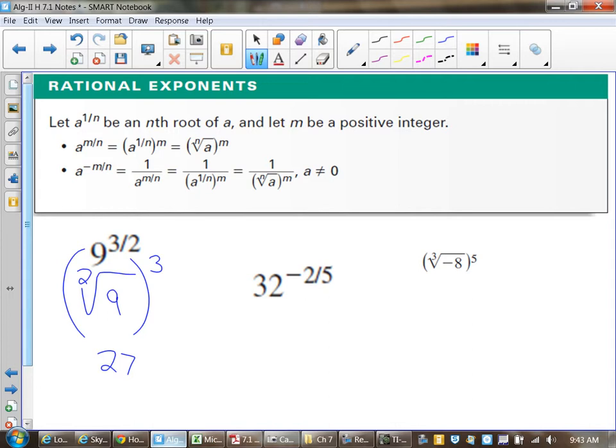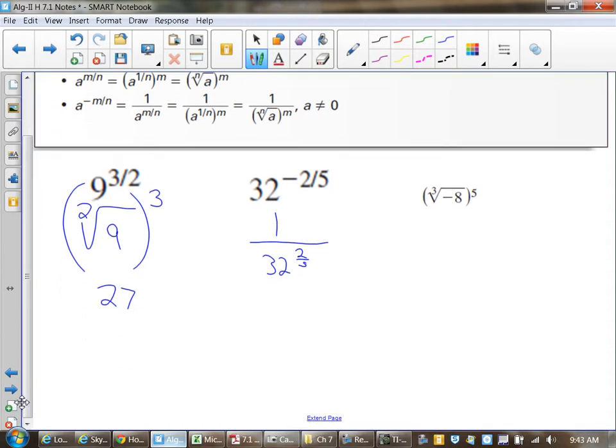When I have 32 to the negative 2/5, that means it's not happy where it is. So it becomes 1 over 32 to the 2/5. Now the exponent is happy. So then you use the same rules. This becomes 1 over the 5th root of 32, squared.